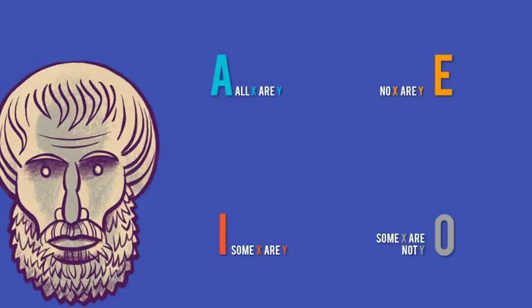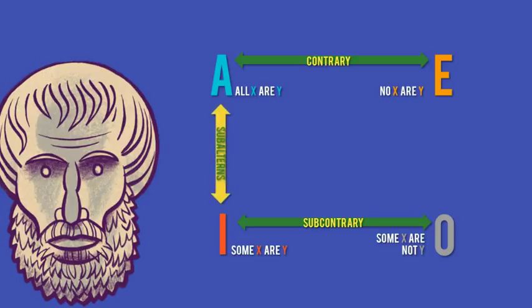All right. So A and E are said to be contrary, because assuming that we're talking about the same X and Y, then A and E can't both be true at the same time. Also, I and O are said to be subcontrary, because, again, assuming that we're talking about the same X and Y in each case, I and O can both be true, but they can't both be false. All right? Now, in addition to that, I is a subaltern of A, and O is a subaltern of E, meaning if A is true, then I has to be true, and if E is true, then O has to be true.